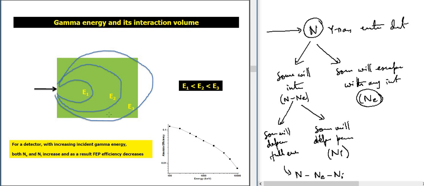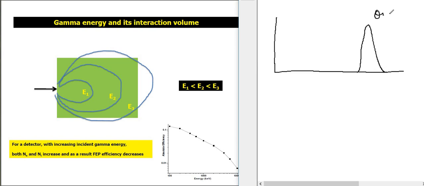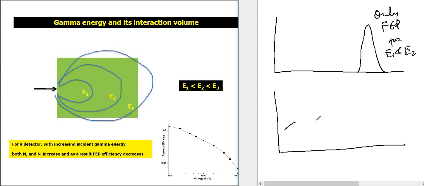But from this case over here, E3, what I am showing you from the figure is that we will observe only the full energy peak for E1 and E2. But for E3, we will observe Compton scattering.